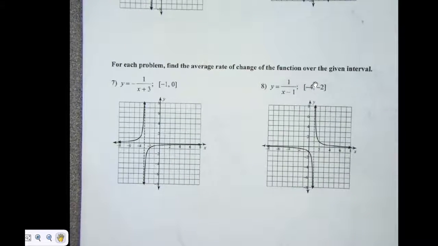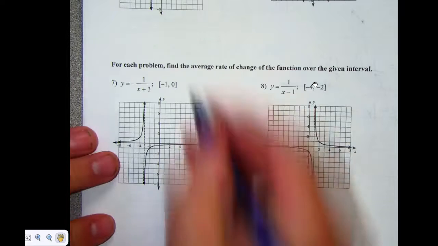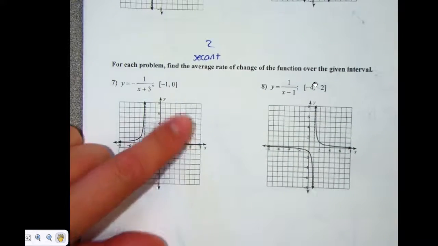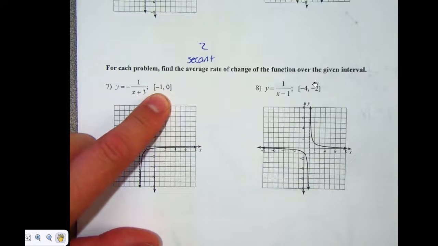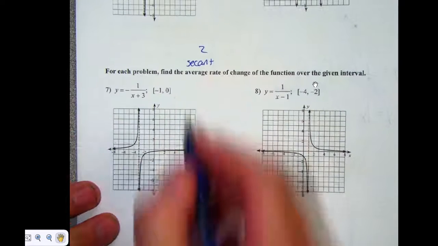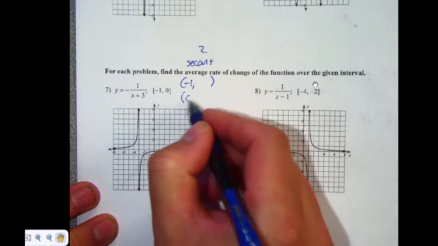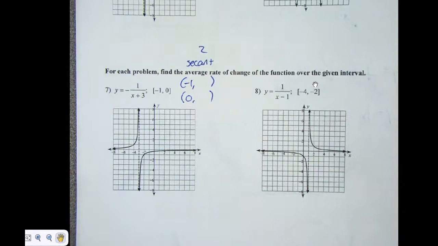Average rate of change, is that secant or tangent? Average is secant. How many points? 1 or 2? So what they're giving you there, over the given interval, is 2 x values. They're giving you -1, comma, and they're not giving you the y value that goes with it. They're giving you 0, comma, and they're not giving you the y value that goes with it. But how do we find those?